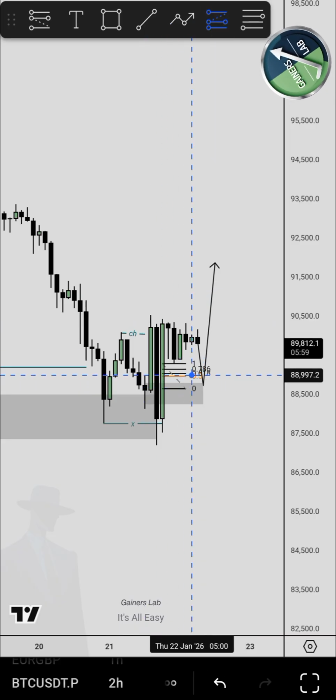That doesn't mean that you should go all in. Anything could happen. It could fail. But you must protect your capital at the end of the day. So trade safely, trade smartly, and stay profitable.